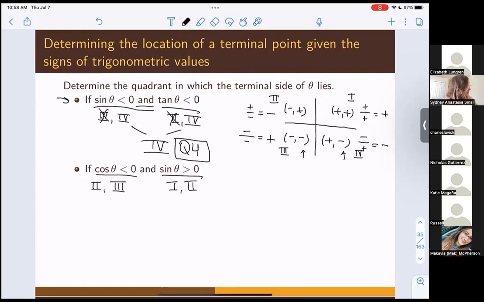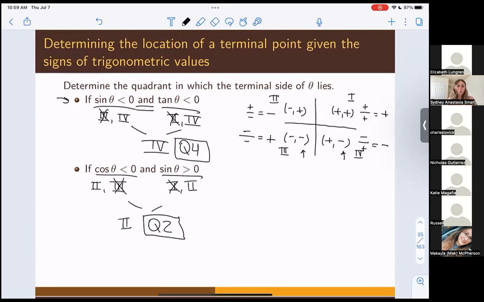Cosine is negative in quadrant 3, but the sine is not positive, so it can't be quadrant 3. The sine is positive in quadrant 1, but the cosine is not negative, so it's not quadrant 1. The only one these guys have in common is quadrant 2, so your final answer is quadrant 2. Any questions on how we deduced this?